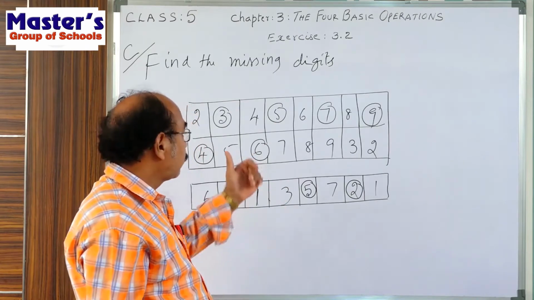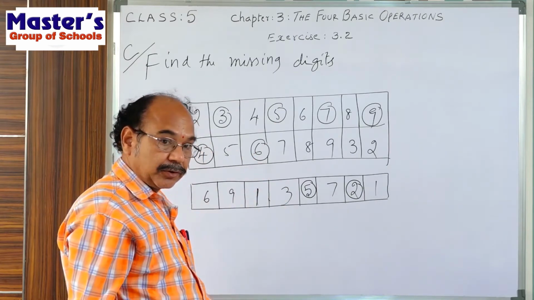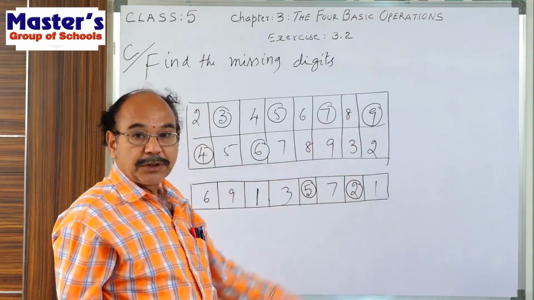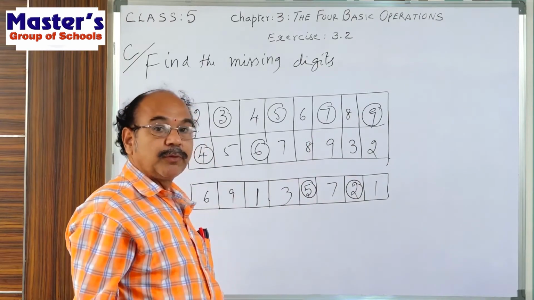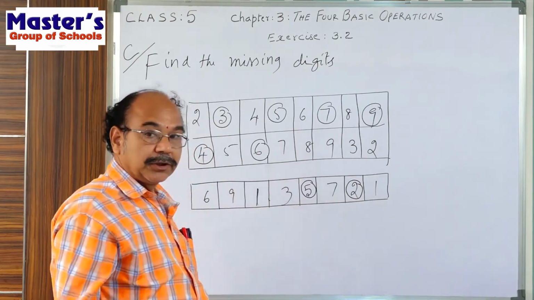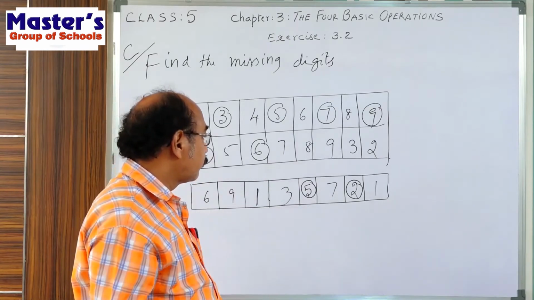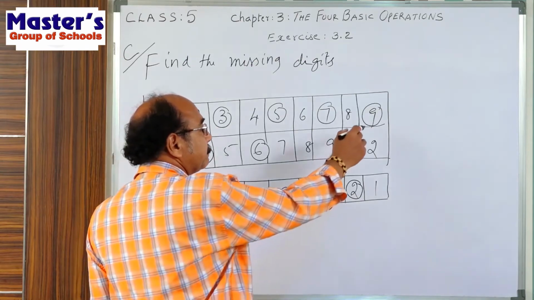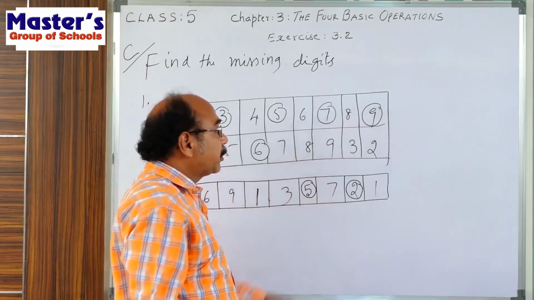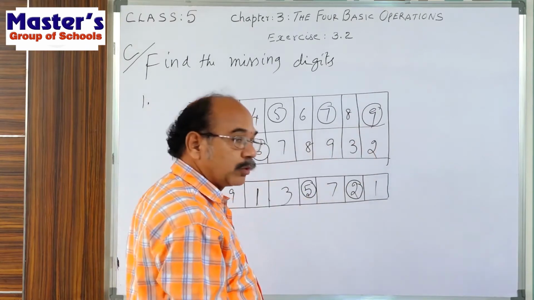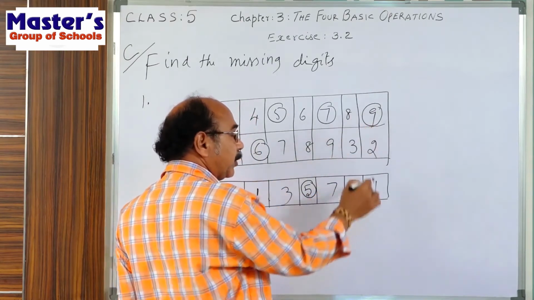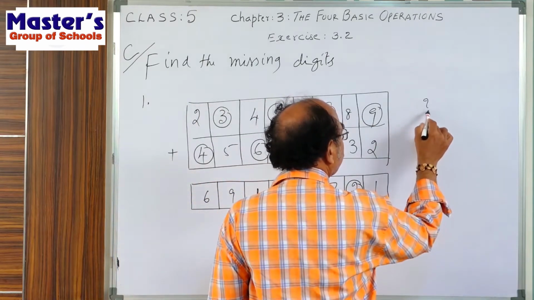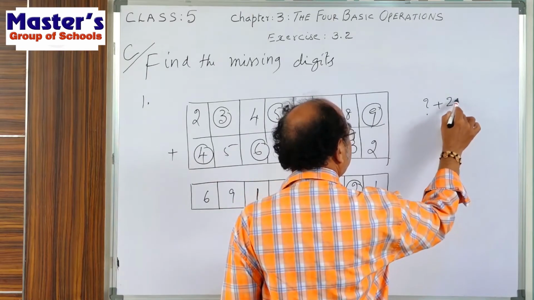How we should fill the missing digits? In the rough margin, I explain how to fill up these missing digits. In this addition problem, see the first one here. Here, missing digit plus 2, then in the answer 1 is there. So to what number, if we add 2, then we get here 1?